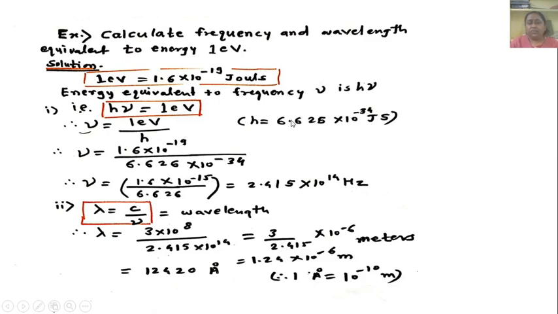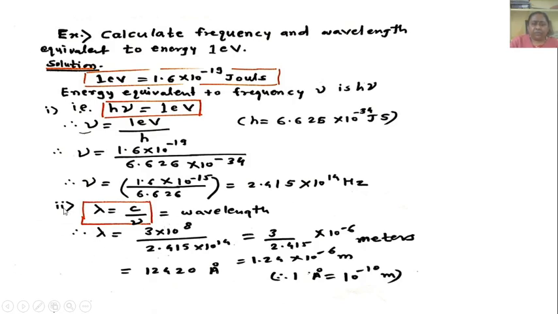We know that the value of h = 6.626 × 10^-34 joule second. So using this, ν = 1.6 × 10^-19 / (6.626 × 10^-34). After simplification, ν = 1.6 × 10^-15 / 6.626 × 10^34... that is equal to 2.415 × 10^14 Hertz.